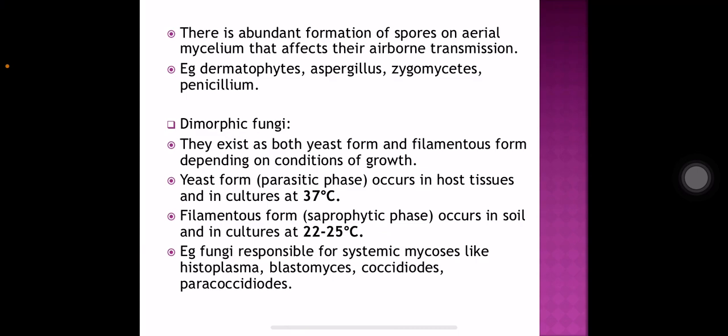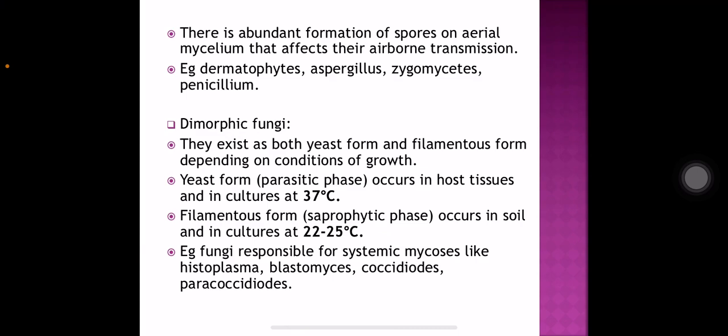The fourth category is dimorphic fungi. Dimorphic fungi exist as both yeast form and as filamentous form depending upon the condition of growth. The yeast form occurs in the host tissues and in the cultures at 37 degrees Celsius, and the filamentous form or the saprophytic phase occurs in the soil and in the cultures at about 22 to 25 degrees Celsius. So the same fungus can appear in 2 morphological forms at 2 different temperatures. Yeast form at 37 degrees Celsius and inside the host, and filamentous form at 22 to 25 degrees Celsius and in the natural environment. The yeast form is known as the parasitic phase and the filamentous form is known as the saprophytic phase.